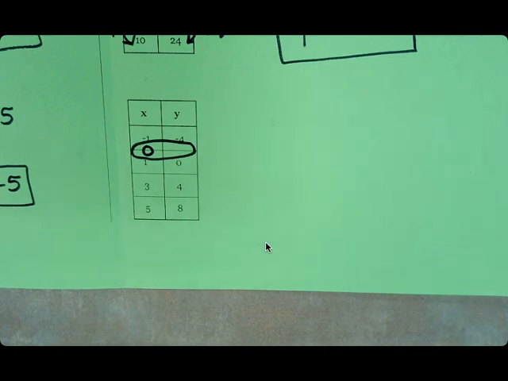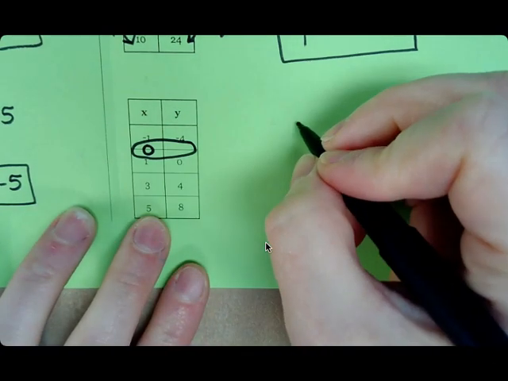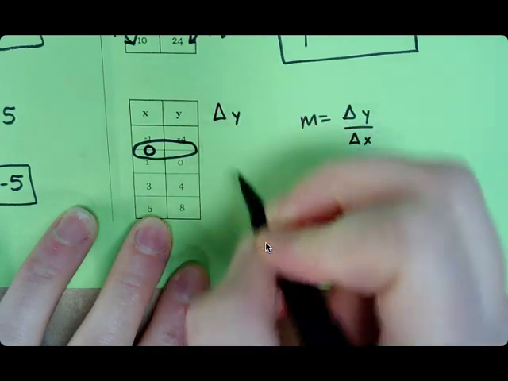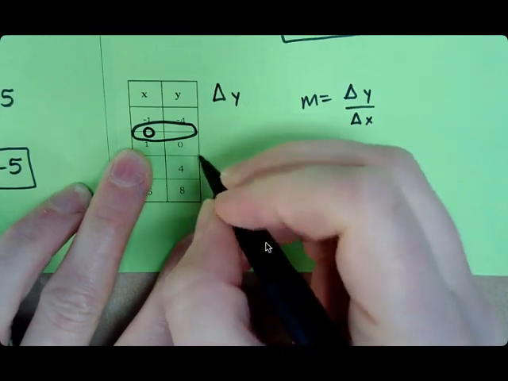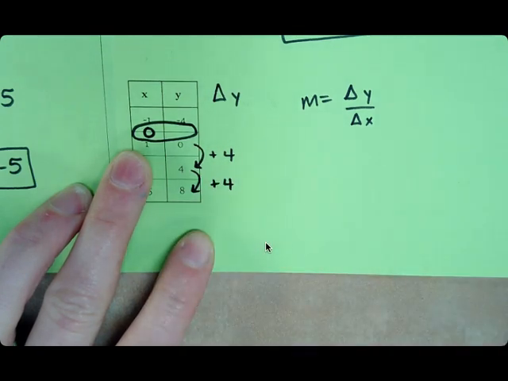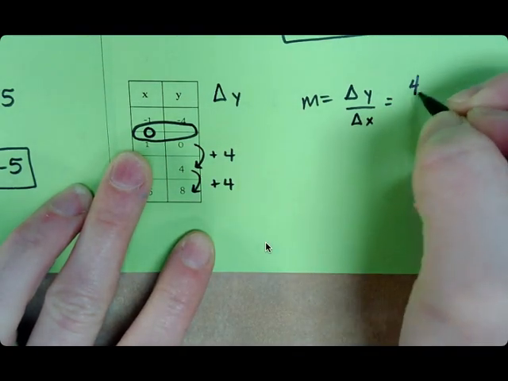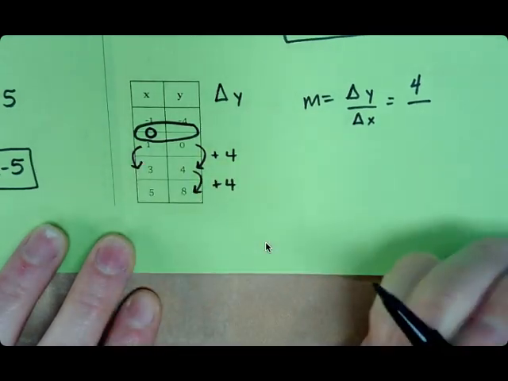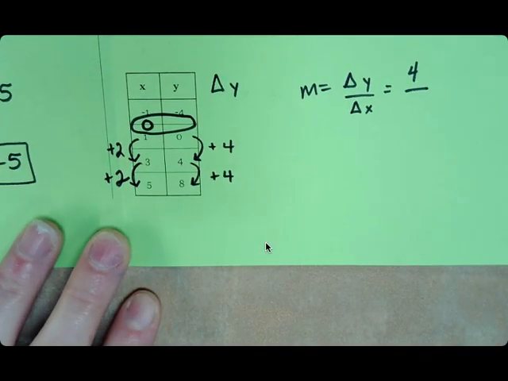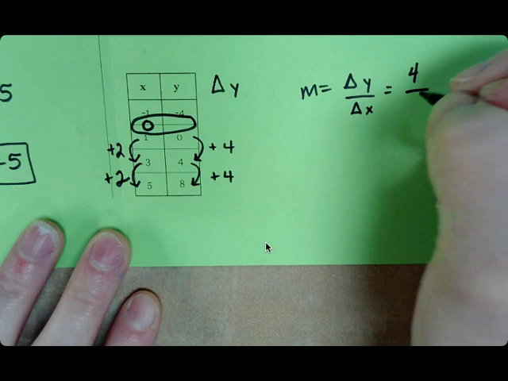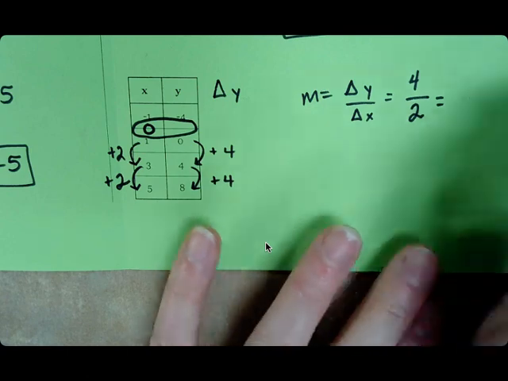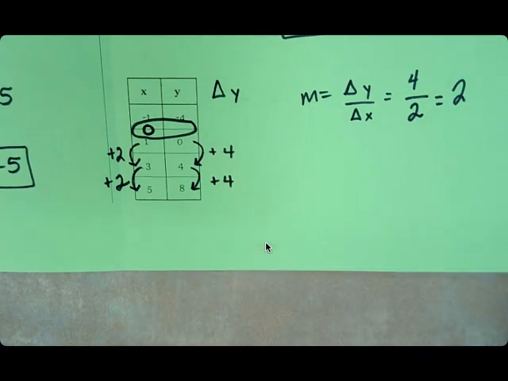So the 0 goes in between the negative 1 and the 1. So let's find our slope by doing change of y over change in x. So I'm just going to go below this. So 0 to 4, 4 to 8. And then change of x will be plus 2. So that means my slope is 4 over 2. Then we need to simplify that or divide it. 4 divided by 2, just 2. So our slope is 2.